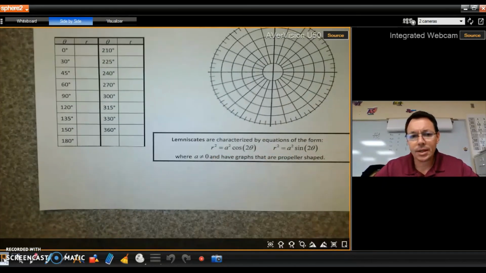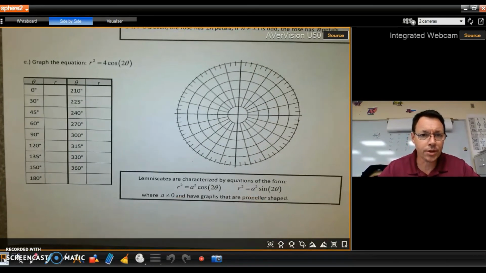Last one. This is our equation. r squared equals 4 cosine 2 theta.